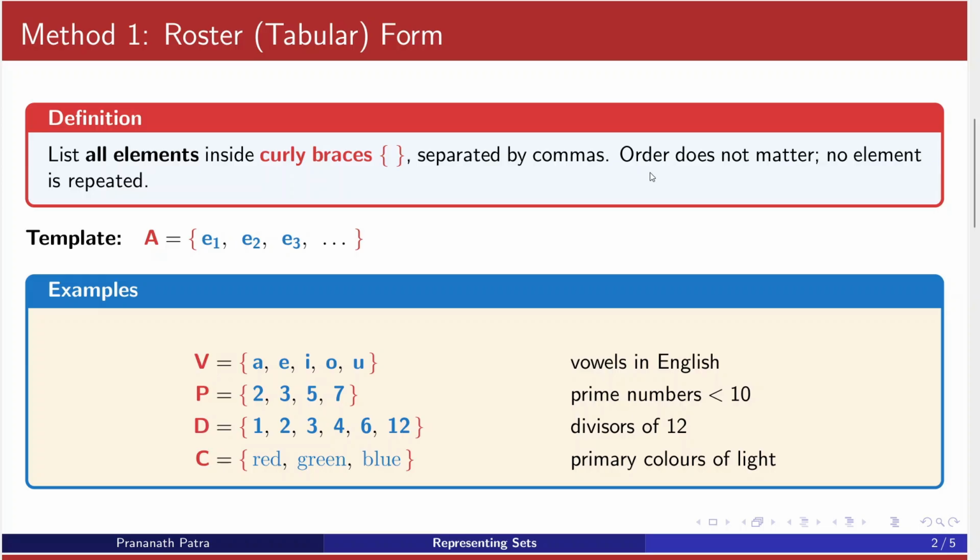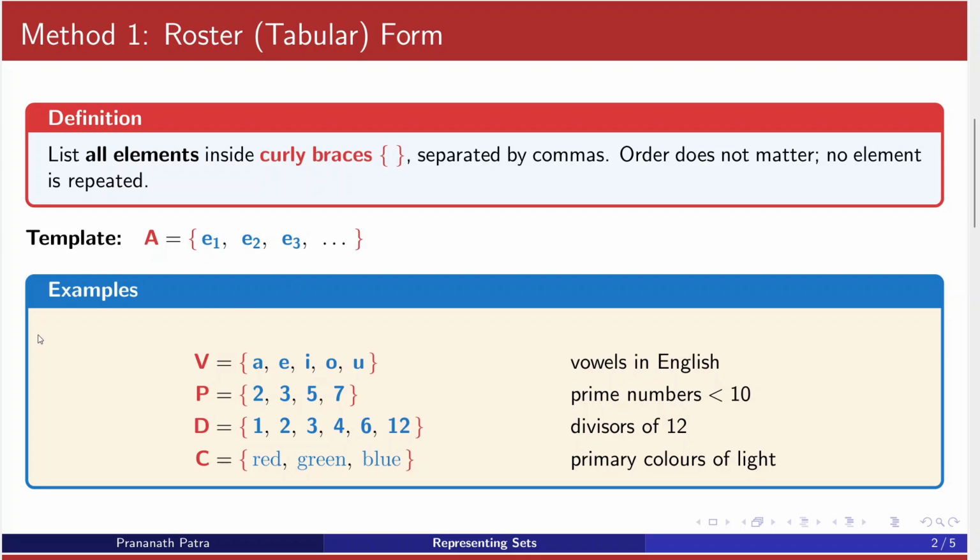There are two golden rules to remember here. First, the order in which you list the elements does not matter at all. And second, no element is ever repeated. Once an item is in the set, it's in the set. If we look at the template, we see a capital letter A representing the name of the set, an equal sign, and then our curly braces holding element 1, element 2, element 3, and so on.